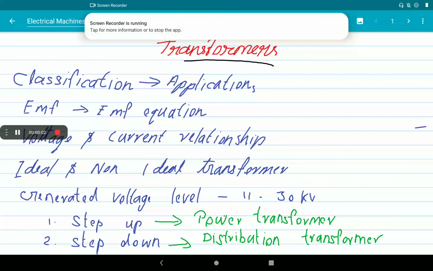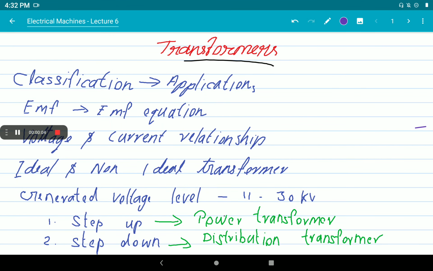We're going to study about transformers. A transformer is a static device. It is a stationary device with no rotating parts, only having a primary winding, a secondary winding, and a core which is used for placing the winding. It is a static device used for transforming electrical energy from one alternating current circuit to another circuit without any change in frequency.